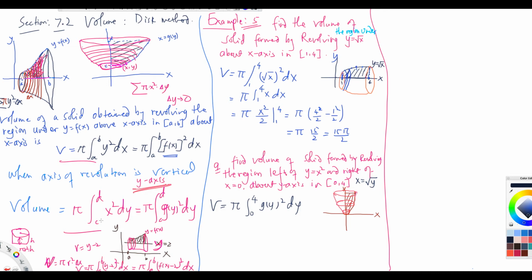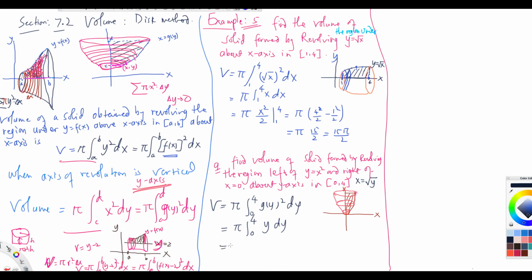You can use this: x square is equal to y, or x equals root y, and square it. So what do you get? Pi integral from 0 to 4 of root y square. What is root y square? It is y, dy, right? Because g of y is root y, so the square of g of y is just y, dy.